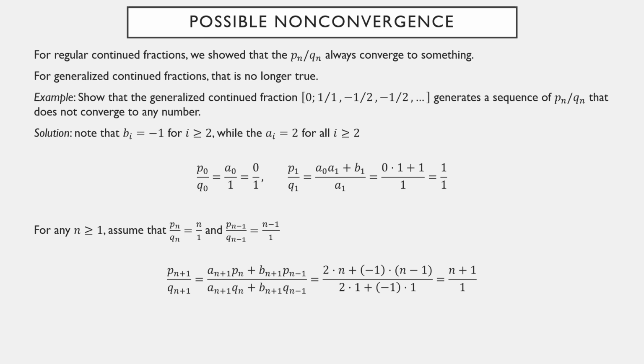Then, once we've moved past index 2, so a_{n+1} and b_{n+1} are at least index 2, so a's are always 2, and the b's are always minus 1. We've inductively assumed this is n over 1, and n minus 1 over 1. And this works out to be n plus 1 over 1. So assuming we have two consecutive terms that are just index over 1, then the next term also does that. And look what we proved. p_0 over q_0 is 0 over 1. p_1 over q_1 is 1 over 1. Therefore, p_n over q_n is always n over 1. That does not converge to a real number. So we have an infinite generalized continued fraction that is not converging to anything.